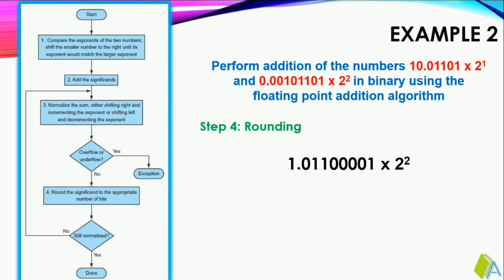Step 4 is rounding. While doing rounding, I am going to consider only 4 bits, or 3 decimal points after the binary point. So 1.011 should be the retained result. Of the remaining bits, the first extra bit is known as the guard bit. The second extra bit is known as the round bit. The remaining extra bits are known as sticky bits.